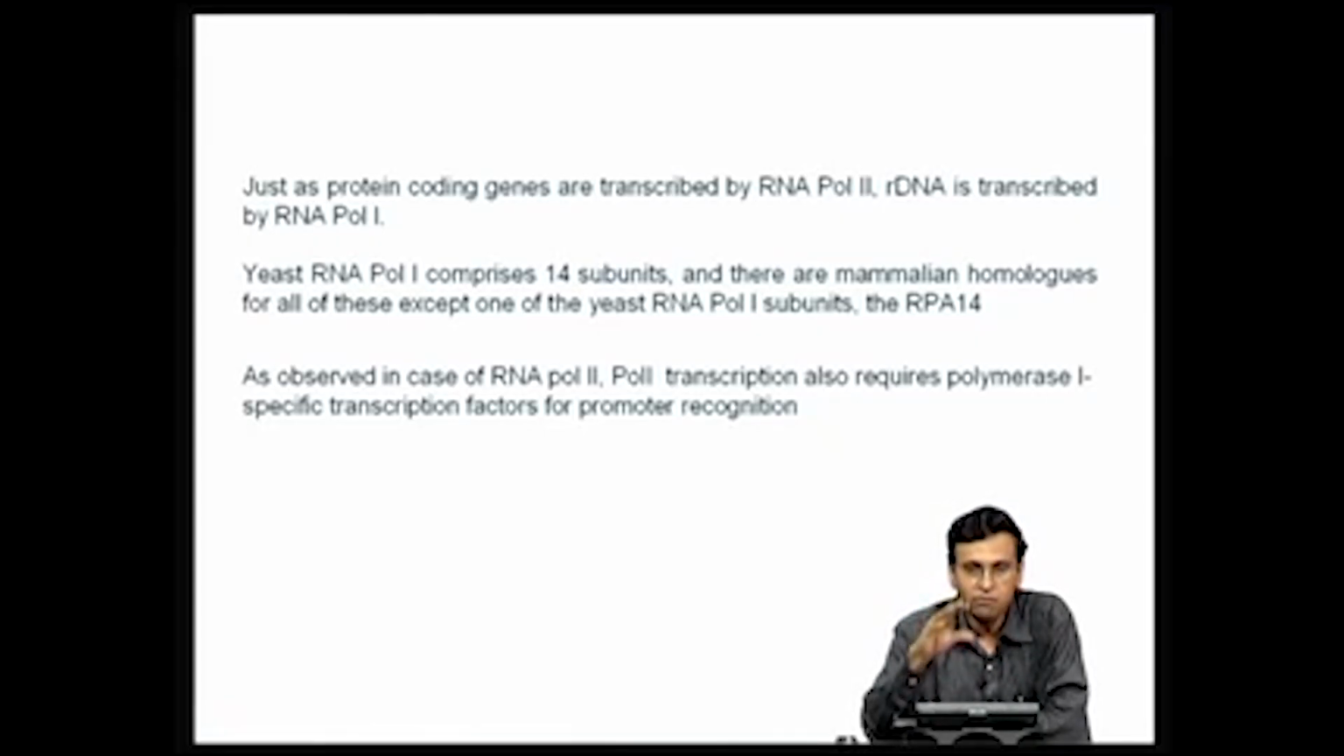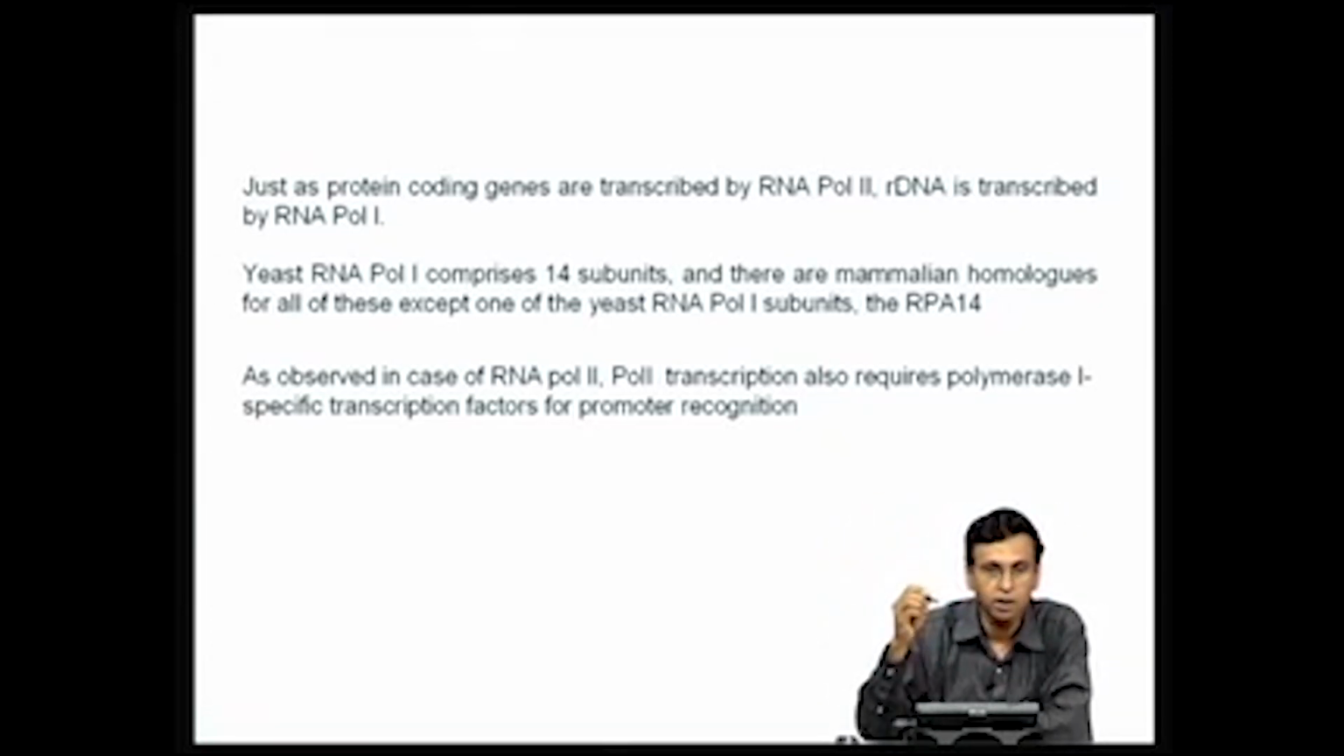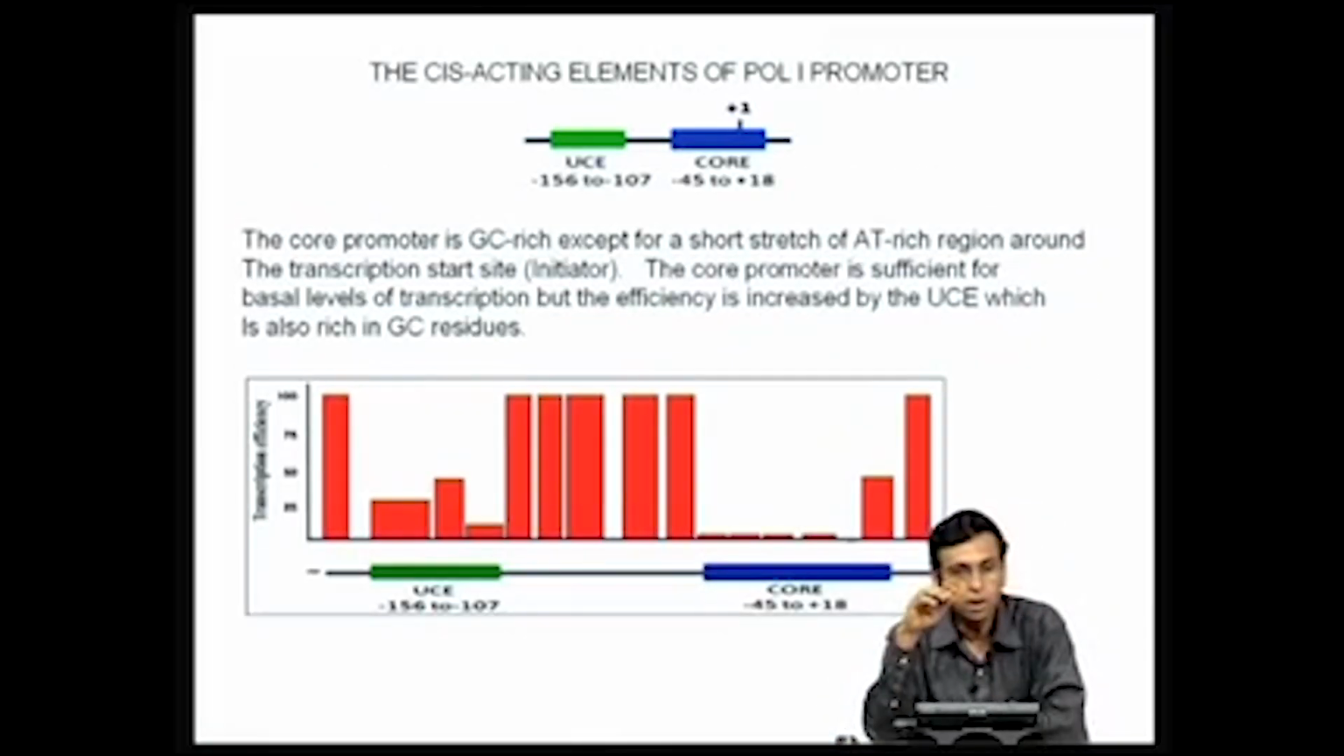These general transcription factors which are required for RNA polymerase I are designated as TF1, whereas in the case of RNA polymerase II they were designated as TF2, TF2A, 2D and so on, and in the case of polymerase I they are designated as TF1, A, E and so on. Similarly, in the case of RNA polymerase III, they are designated as TF3, A, B, C or TF3, 1, 2, 3 like that. Now, what are the cis-acting elements of the RNA polymerase I promoter?